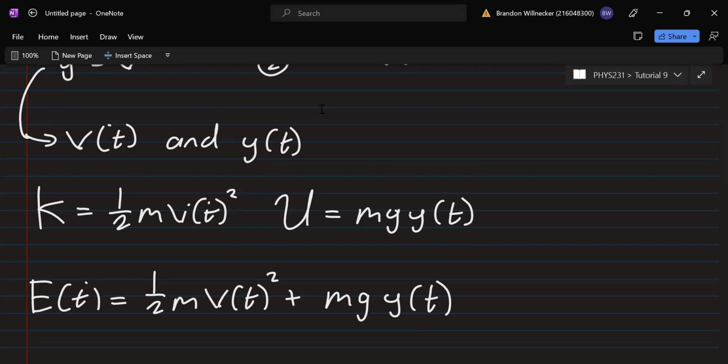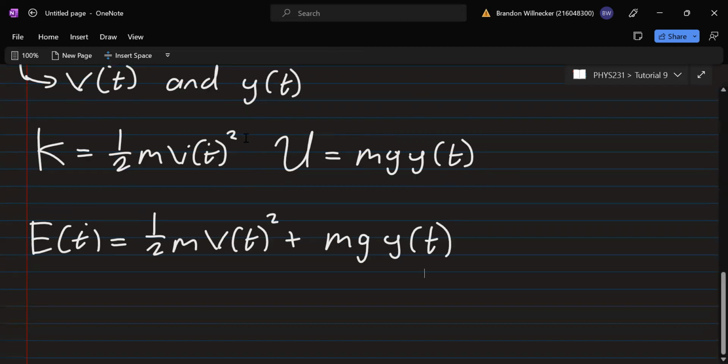In the previous two tutorials, each term individually was a function of time, but if we added them together, we got a constant. Here it's a bit different. Each of them individually depends on time, and if we add the two together, the function still depends on time. So energy here depends on time.